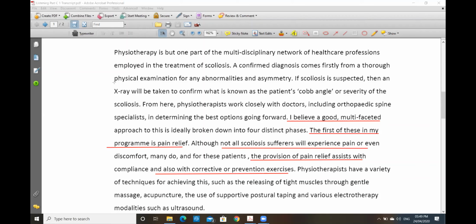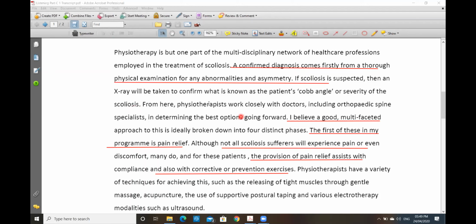They did talk about some physical examination, but that was to confirm diagnosis, not once it is confirmed. Once it is confirmed, what is to be done is to deal with the pain. So they did talk about determining the severity here, when they said that you can determine it with the help of physical examination. And if scoliosis is suspected, then you take the X-ray to find out the Cobb angle that tells you how severe the condition is.